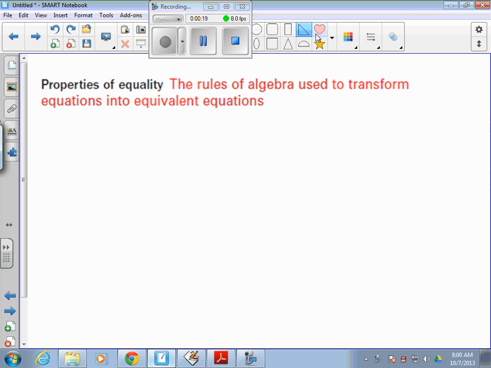So properties of equality, we have a couple definitions. The first one says the rules of algebra used to transform equations into equivalent equations. We talked about solution steps on the last section. Properties are the things that allow us to use solution steps. And we'll talk more about what the properties are in just a second.